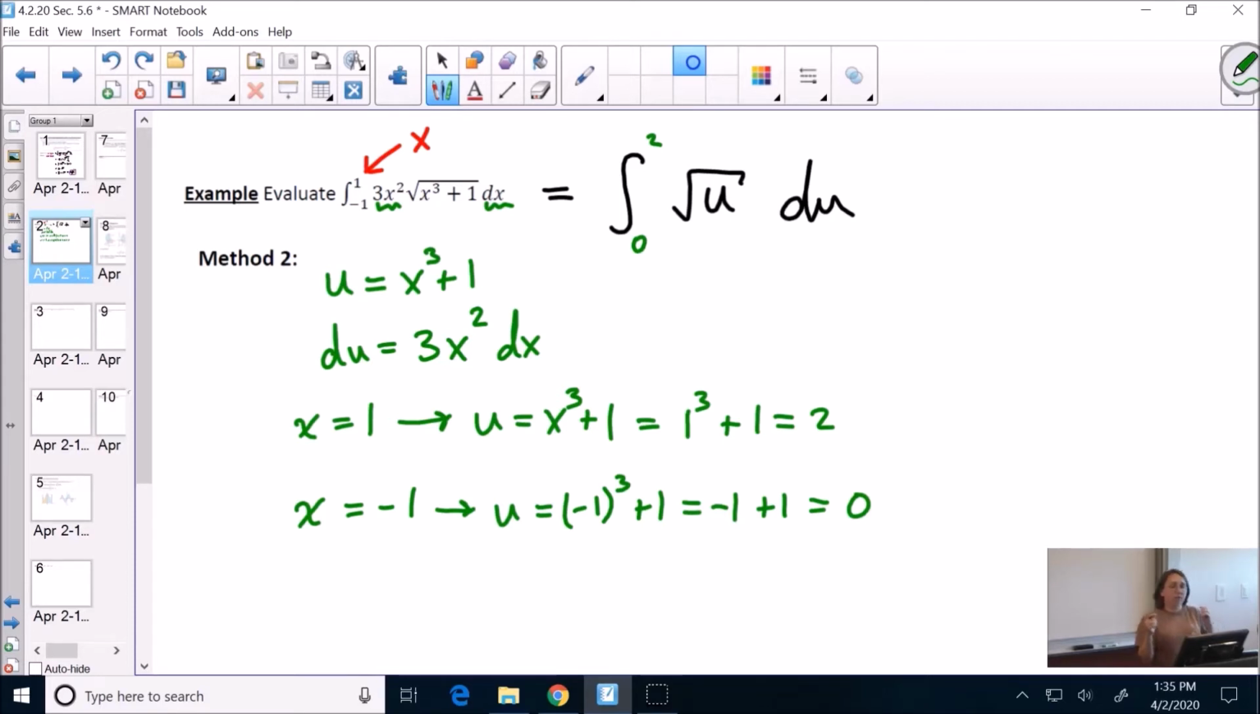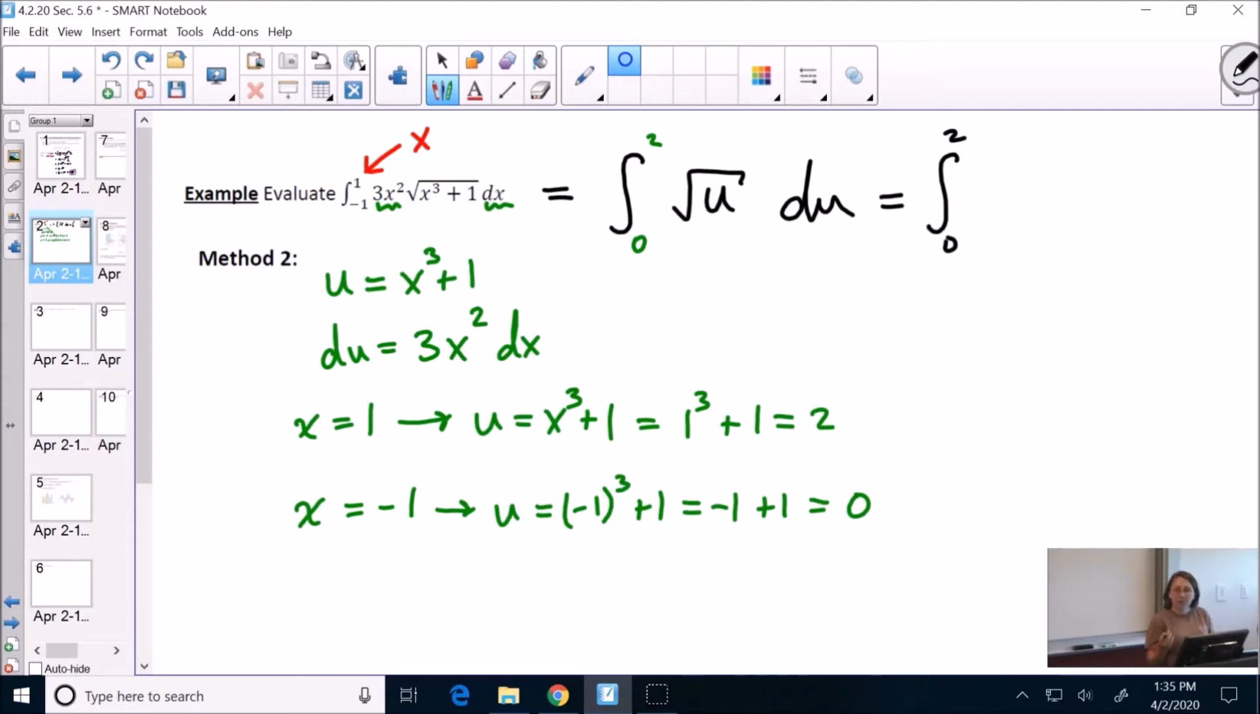Make sure whichever x you evaluate and change to a u, you put the corresponding u in the same position. So sometimes these values are going to be backwards, meaning the big number on the bottom, the small number on top, but that's okay. Whatever x was, change it to a u and put it in the same position. Don't switch them around. Alright, so let's integrate this. So we're integrating from 0 to 2.